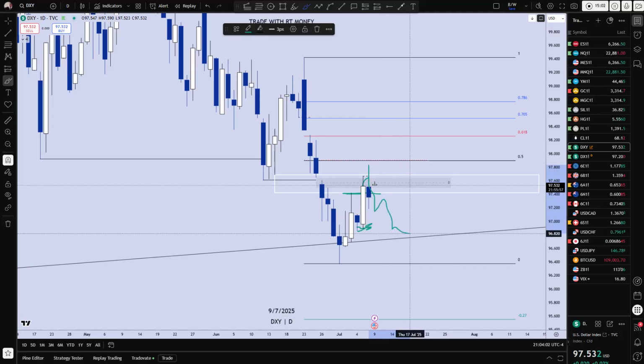Are we going to see some follow through? I don't know. I kind of doubt it, because I would have liked to have seen an engulfing move here, a stronger candle. I would have liked to have seen that.